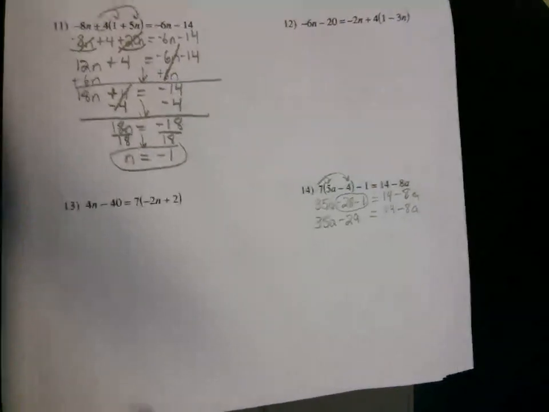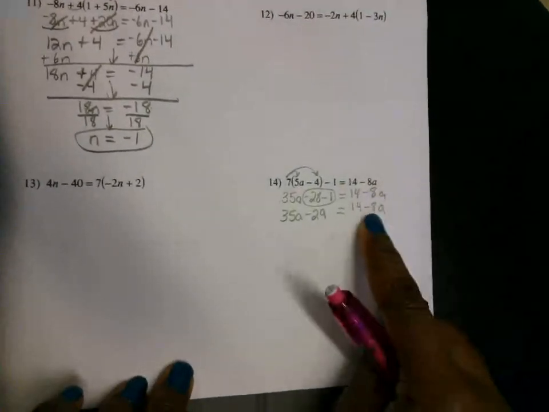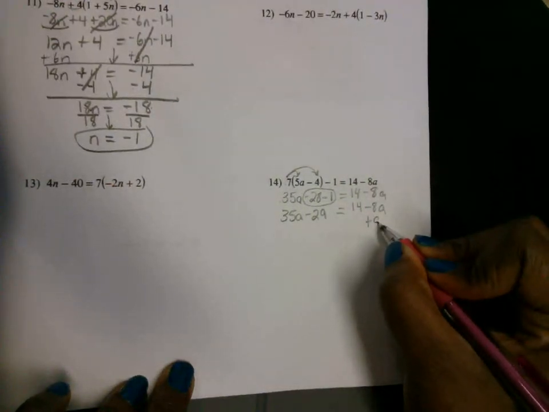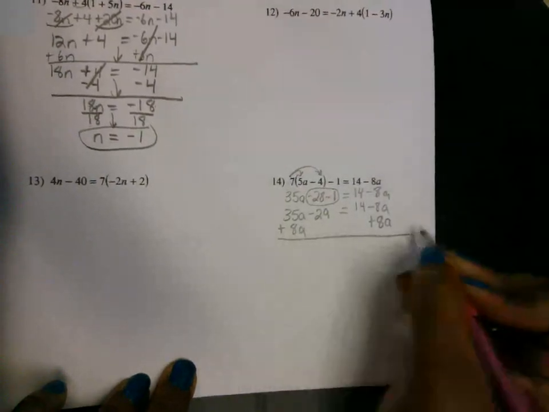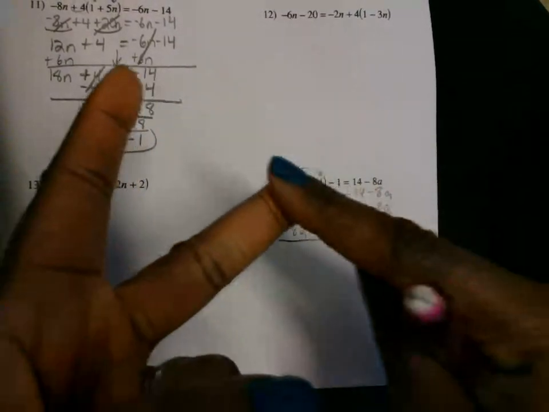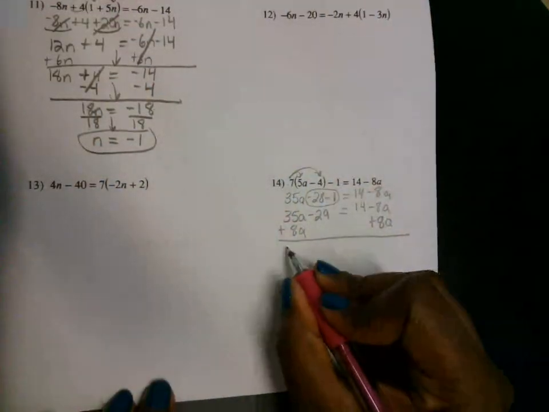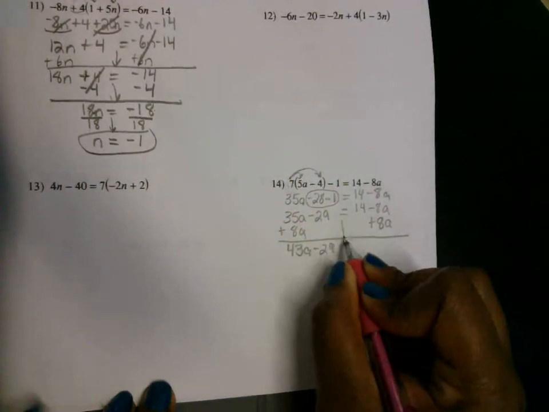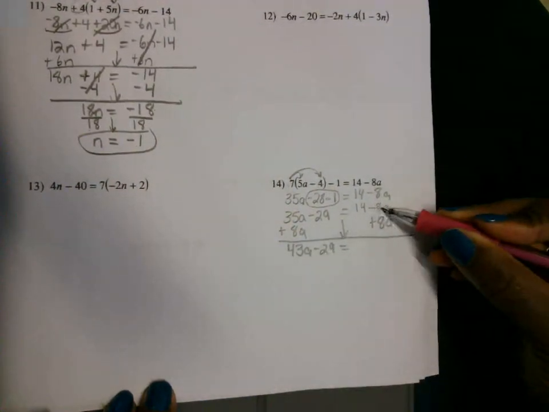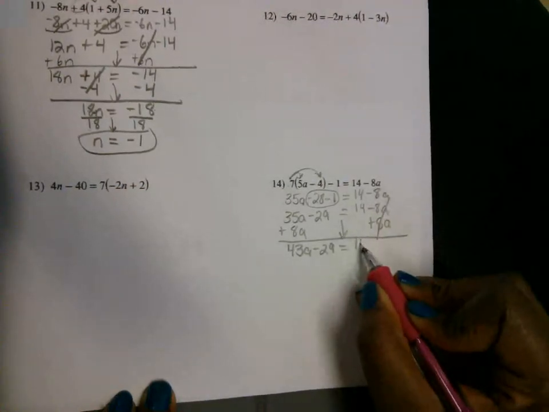Now we're going to move the variables to the same side. Okay, I'm going to move the smaller one. I'm going to move the negative 8a. What's the opposite of that? Adding 8a. Okay, so now 35, 36, 37, 38, 39, 40, 41, 42, 43. So this is 43a minus 29. Bring down the equal. Negative 8a plus 8a is 0, and bring down the 14.